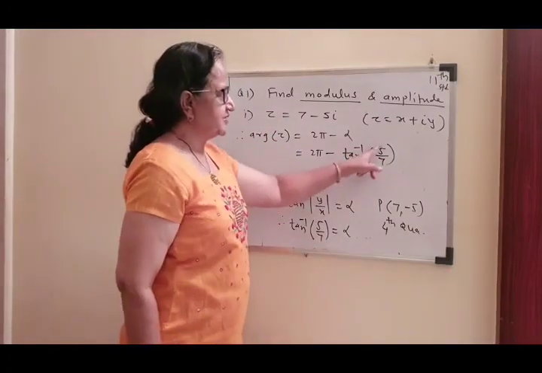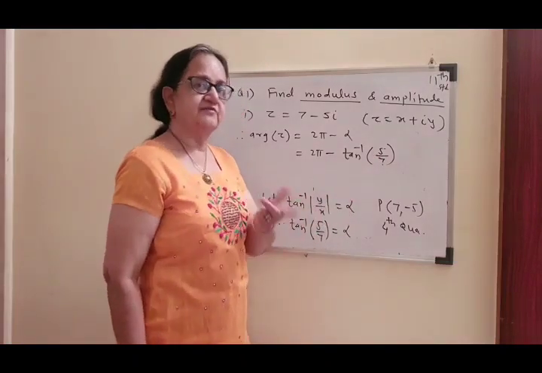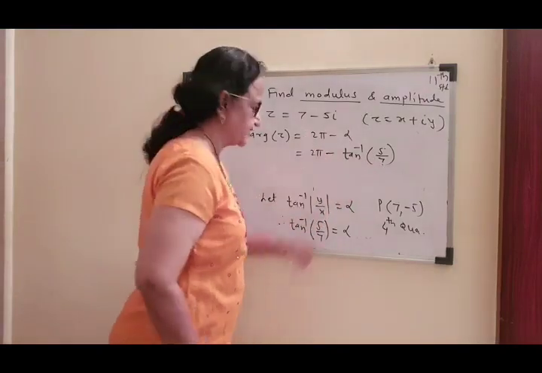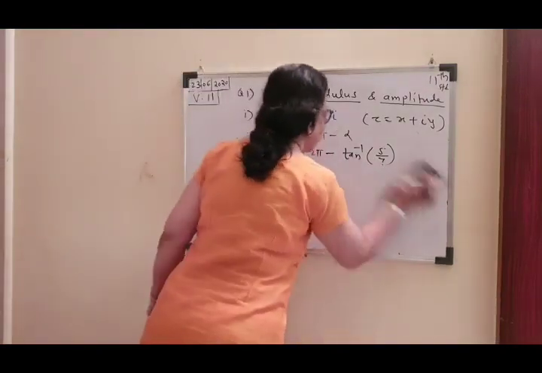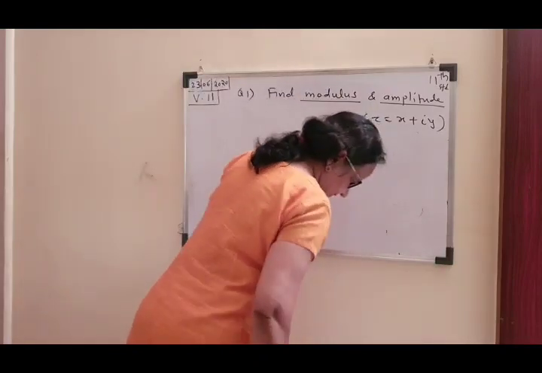Now tan inverse 5 upon 7, I don't know it because it is not a standard value. I can't calculate it. Like if I get tan inverse 1, I know it is 45 degrees, pi by 4. But here I can't. So leave the answer there. This is the amplitude. Then, second one.